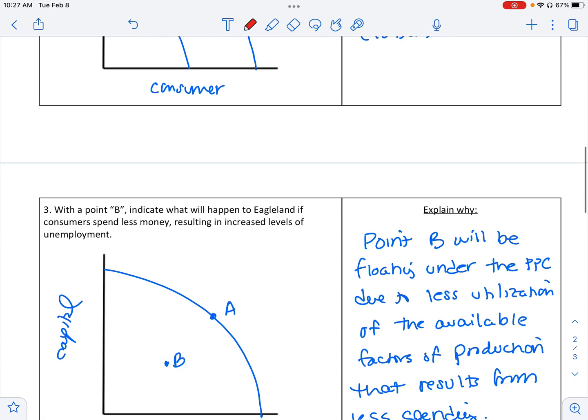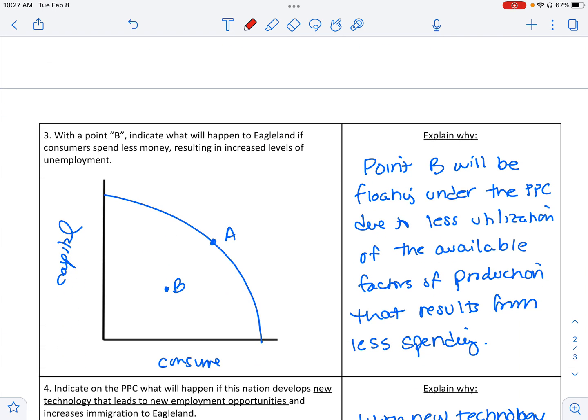For number three, with point B, we're going to indicate what will happen to Eagle Land if consumers spend less money, resulting in increased levels of unemployment. So the key here is that the production possibilities curve is about production, not consumption. Obviously, consumption impacts whether or not people produce, right? So if a business is not getting as much revenue, they don't have money to put into their land, labor, and capital, thus they won't use as much. So be careful about phrasing your answer only in terms of the consumption.